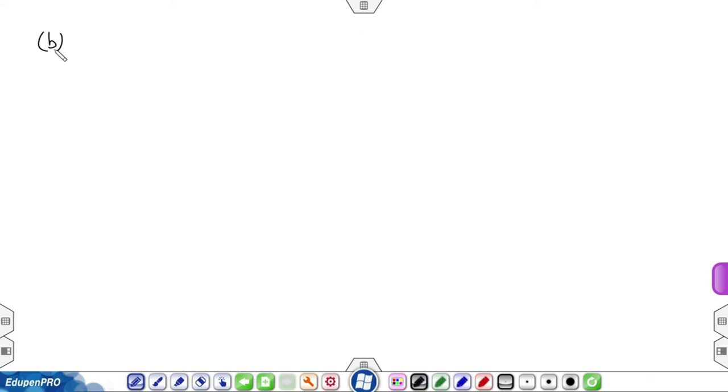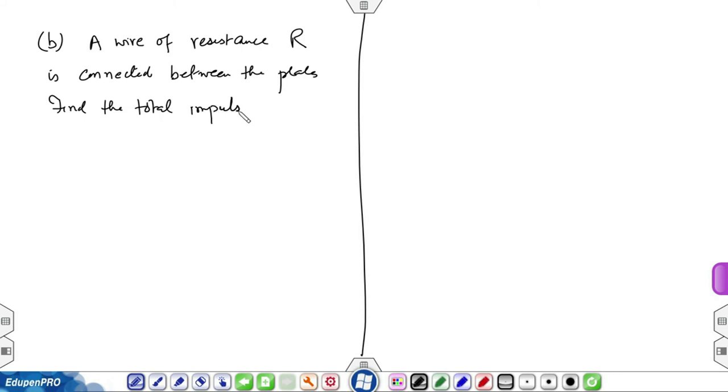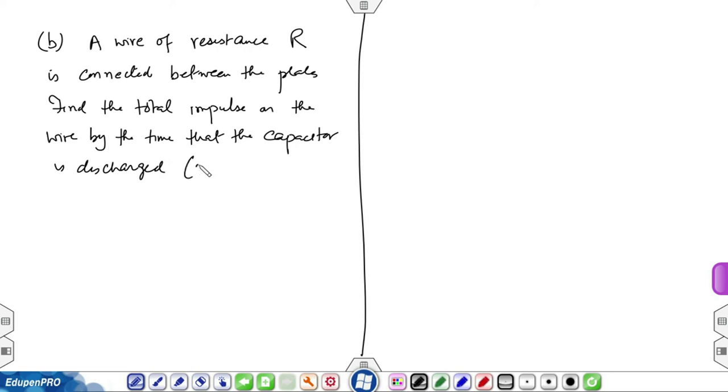Part B of the problem says a wire of resistance R is connected between the plates. Find the total impulse on the wire by the time the capacitor is discharged. Again, ignore fringe effects.